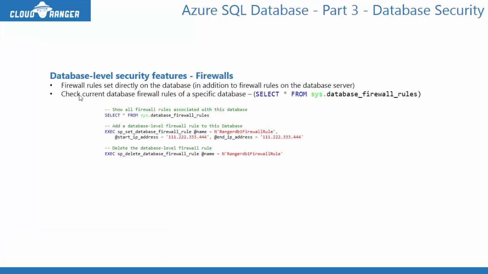So just to go back to the slides, I want to let you know about the firewall rules set directly on the database. This is in addition to the database server, and you can run a query just like we ran last time to see the firewall rules on the server. This is actually firewall rules on the database. So the previous query was select star from sys.firewall_rules. This is actually sys.database_firewall_rules, meaning it's at the database level.